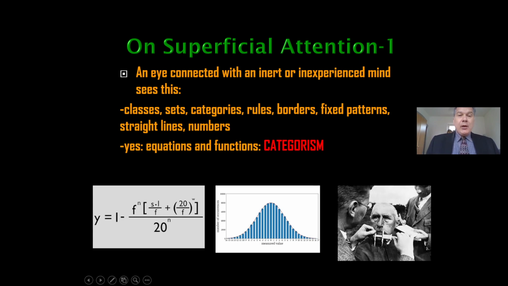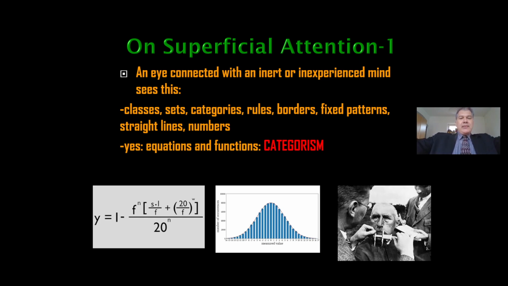Well, today we are gonna examine how to create hell. And we are trying to fix this by understanding the mechanism and then providing some new solutions to this problem. So, the primary mechanism for creating a hellish world is superficial attention. So, an eye connected with an inert and inexperienced mind.